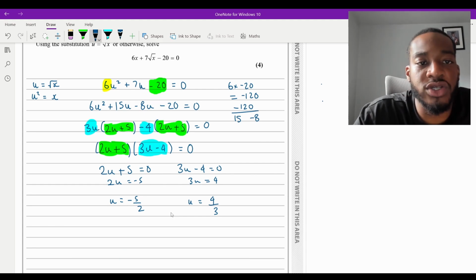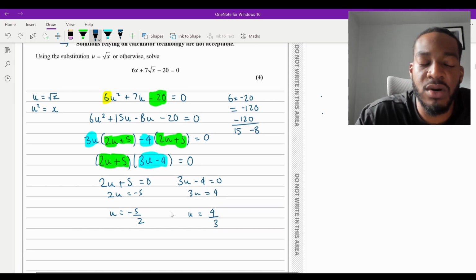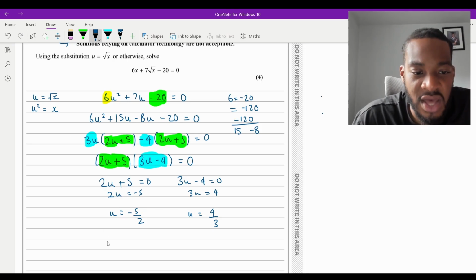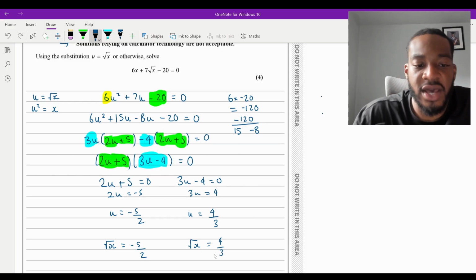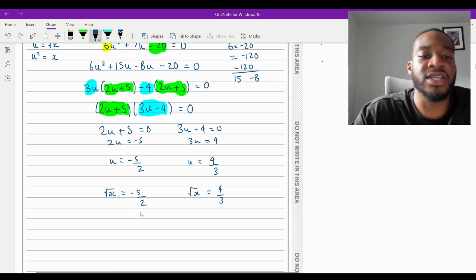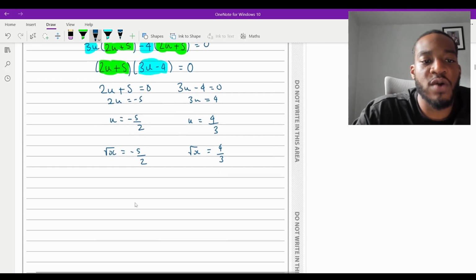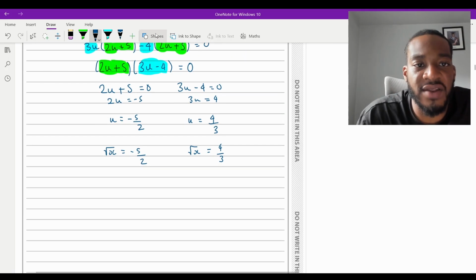Now remember, we're asked to solve an equation in terms of x. So this is not our answer because we need x. This brings us back to our substitution. So we're going to put that back in. So it's going to be root x will equal minus 5 over 2. And root x will equal 4/3. Now, when you are here, it's very tempting to just square both sides. But you need to remember, we're dealing with root x is equal to something. Now, remember the graph of root x. The graph of root x looks something like this, doesn't it?